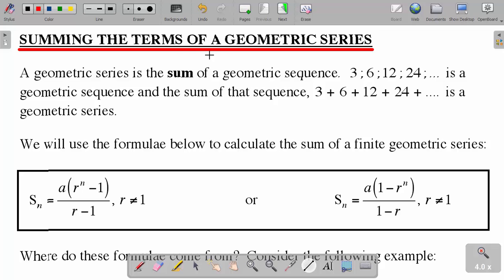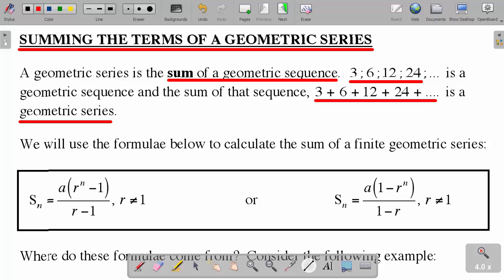Okay, let us start. Now, a geometric series is the sum of a geometric sequence. So, if this is our geometric sequence, a geometric series is this one: 3 plus 6 plus 12 plus 24 and so on. So it's called a geometric series. In other words, the sum of a geometric sequence gives us what we call a geometric series. Now to get this sum, we will use the formula below to calculate the sum of the finite geometric series.